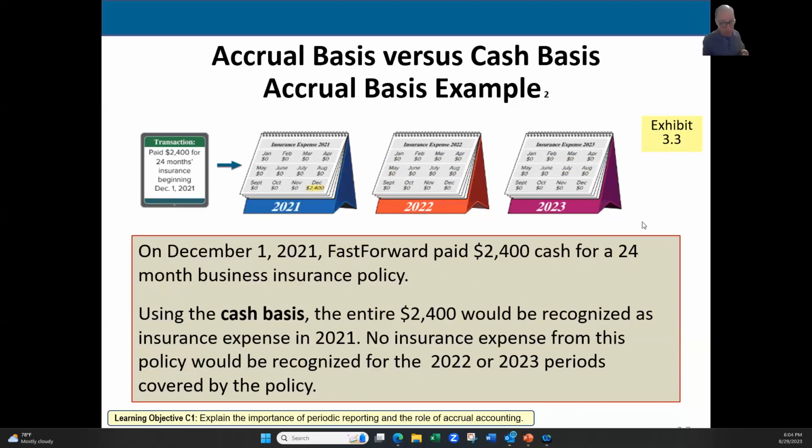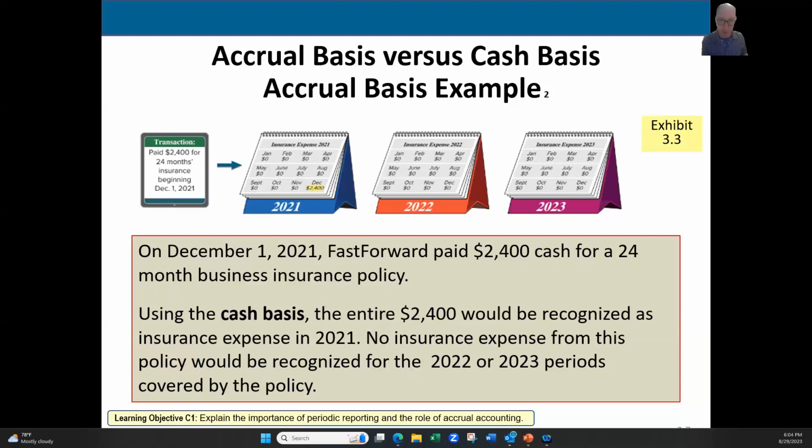What if my business used cash-based accounting? If my business used cash-based accounting, the way it would work is December 1, when I paid the 2 years up front, that whole month of December consumes the entire $2,400. This is cash-based. Cash-based accounting says I recognize the expense when the cash is paid.